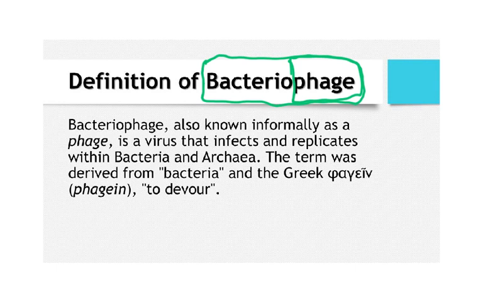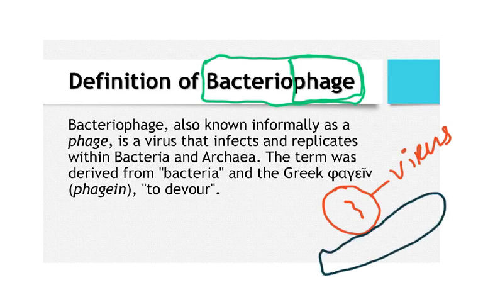So, if we look at it, I've just drawn this diagram. This is a virus, and this has got a DNA. Now, this virus, which is going to attack a bacteria, is called a bacteriophage. It's a virus, but it's called a bacteriophage. So, bacteriophages are viruses that live on bacteria, that infect bacteria.